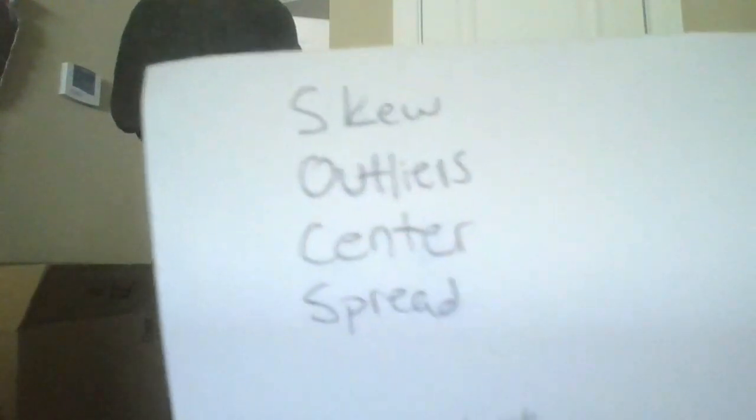And you may or may not have heard of this acronym before, but it's SOCS. It's a really good acronym for describing data. So you want to say the skew, outliers, center, and spread. And in context, that's the other thing. They'll take off a point if you don't do that. So I won't try to be too long with this, and you can feel free to post any questions if you have them.